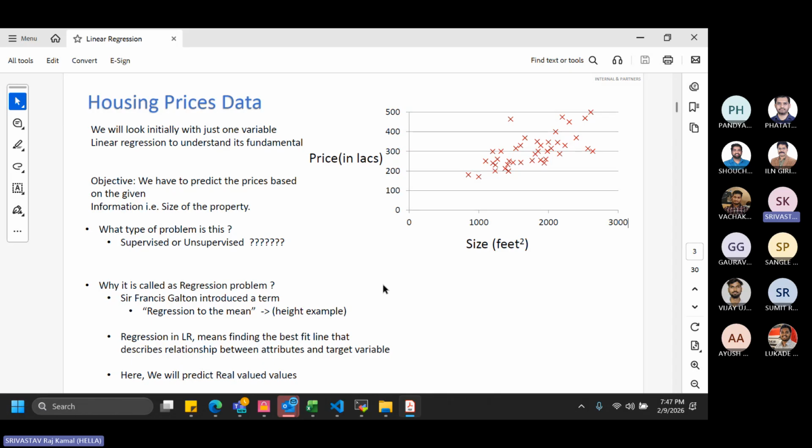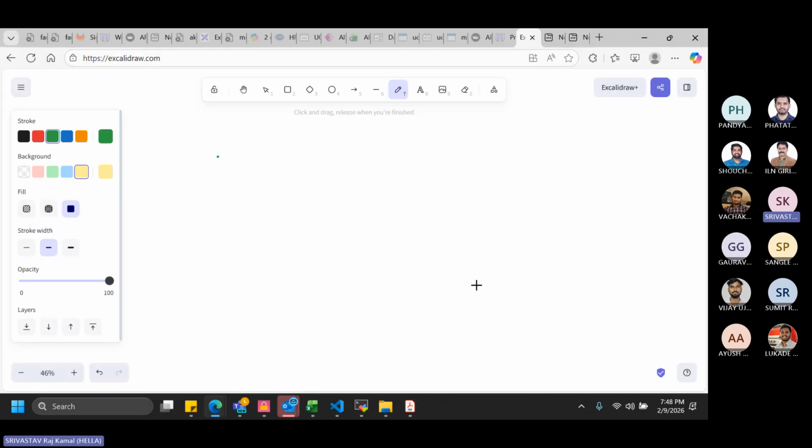And what could be the input? Input could be anything. I mean, the last failure happened 50 days back. It's still running for 30 days. So these are the features. Now your objective is to find the output. So basically, you use linear regression in supervised learning when you want to predict continuous values. So let me mention this right here.